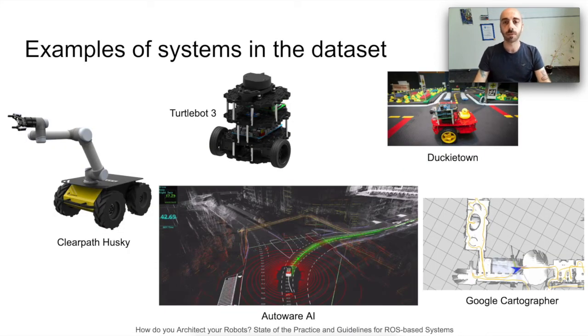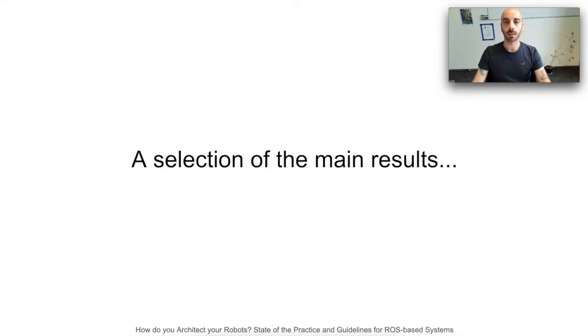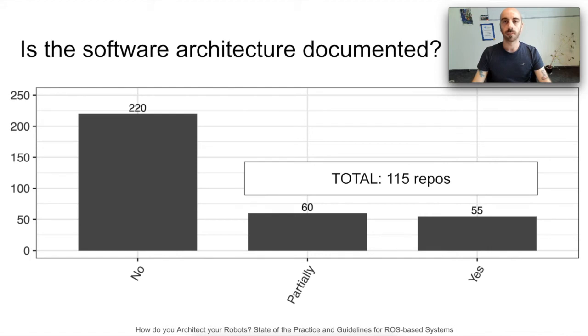These are some examples of systems in our dataset. It's quite heterogeneous, both in terms of size, number of contributors, commits, and so on. Let's look at a selection of the main results. The first interesting result is that not all systems have their software architecture well documented. As we can see here, starting from 335 repositories, 115 actually have some level of documentation of the architecture.